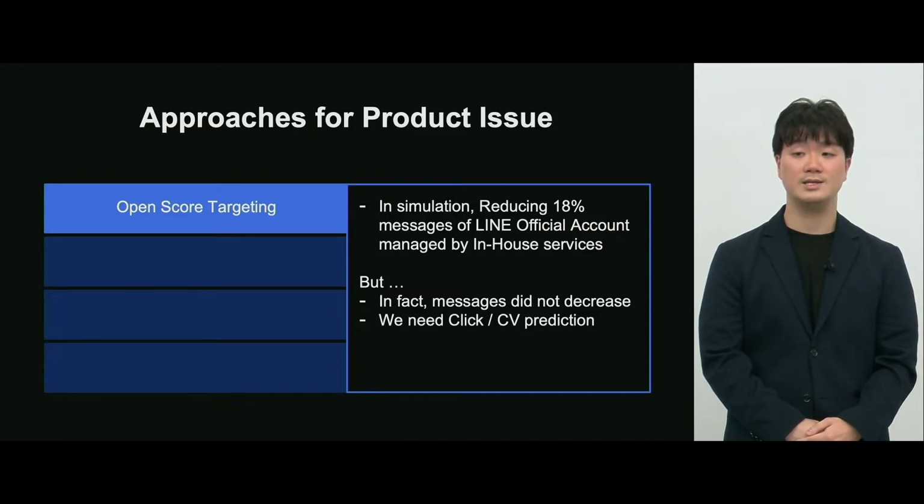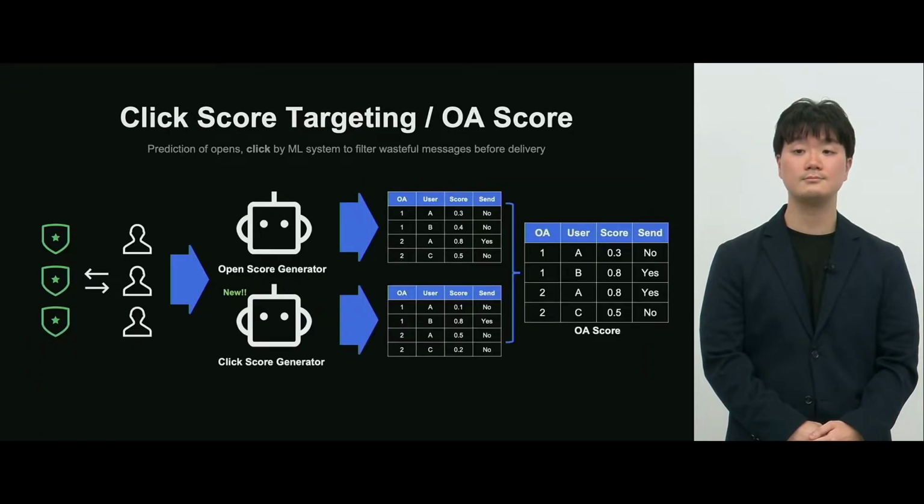We were still optimistic because although we did not actually reduce the messages, we had done well in simulation, and the room for improvement was still within the range of possible technical approaches. Also, a log of the message clicks is available, as well as the opens. Therefore, we decided to create a model that predicted clicks, following the earlier ML model that predicted opens. This is click score targeting, and the project was called OA score, which combines the opens and the clicks.